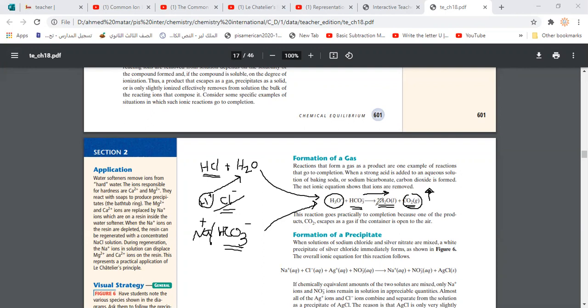It will not be a reversible reaction. Why? Because one of the products has already escaped. It's not involved in the reaction anymore. So in that case, we find that the reaction is moving in one direction, forming carbon dioxide and water, in which all the hydronium ions will completely react with all the bicarbonate ions to produce water and carbon dioxide gas.